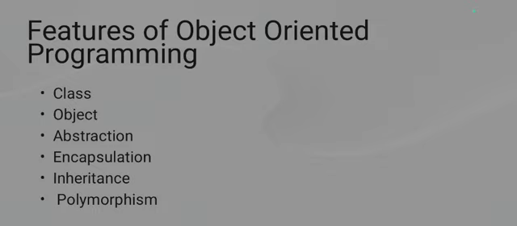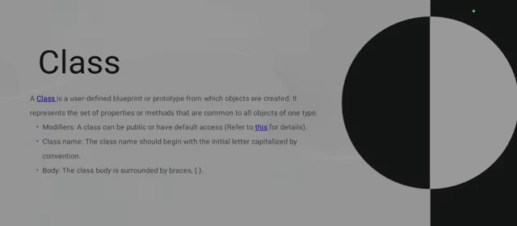Features of object oriented programming: class, object, abstraction, encapsulation, inheritance and polymorphism. A class defines a new data type. Once defined, this new type can be used to create objects of that type. A class is a template for an object, and an object is an instance of a class. A class is declared by use of the class keyword.